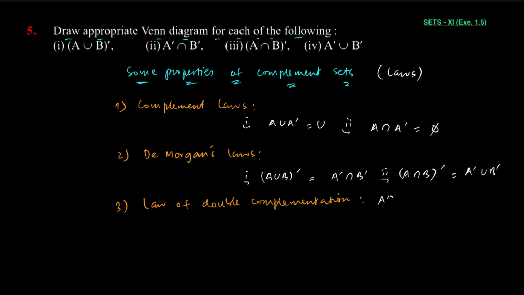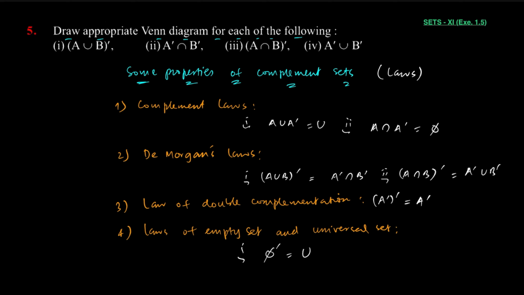That is, A complement whole complement will be equal to the set A. Number 4, laws of empty set and universal set. Number 1, empty set complement will be the universal set. Number 2, complement of universal set will be an empty set.